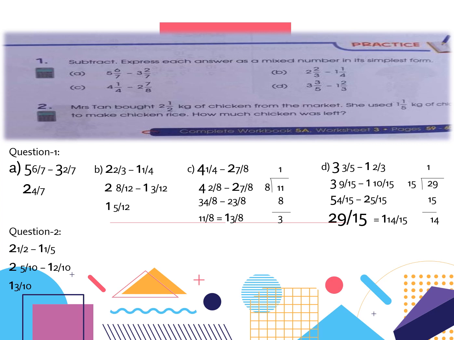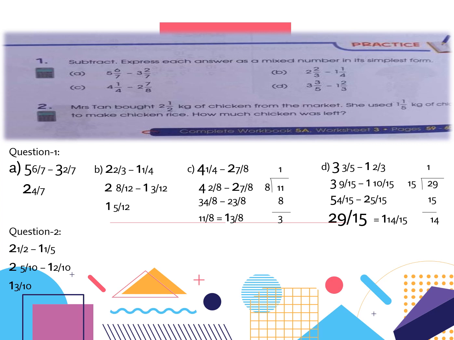Now we have the same denominator, but again 9 minus 10 results in a negative value. So we first convert these mixed numbers into improper fractions, and we have 15 into 3 plus 9 is 54 over 15 minus 25 over 15. And after subtracting 25 from 54, we have 29 over 15. And as a mixed number, it can be written as 1 whole number 14 over 15.